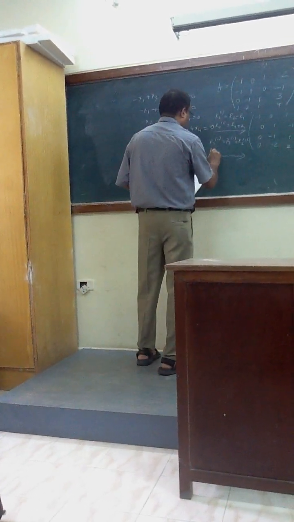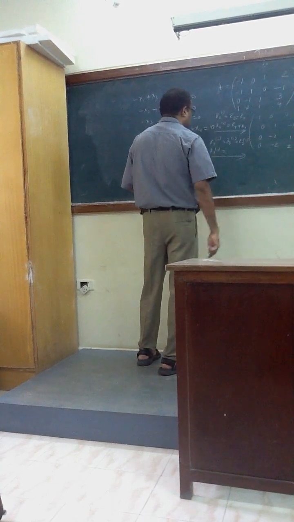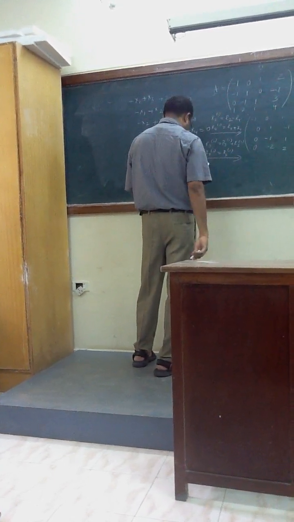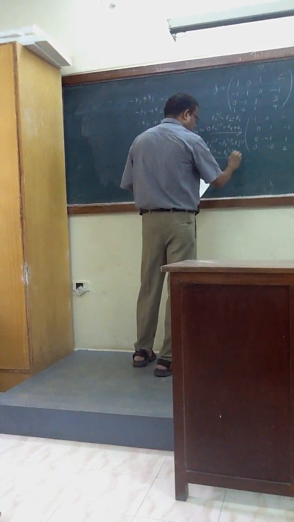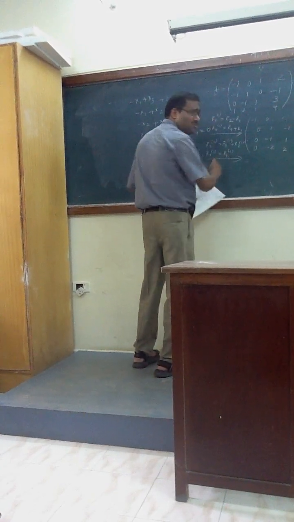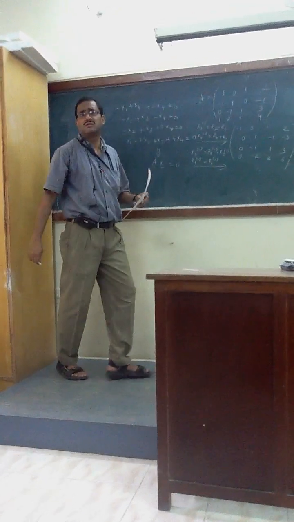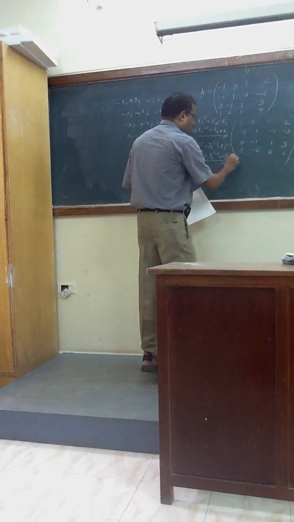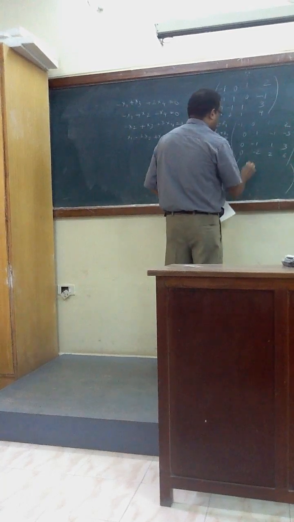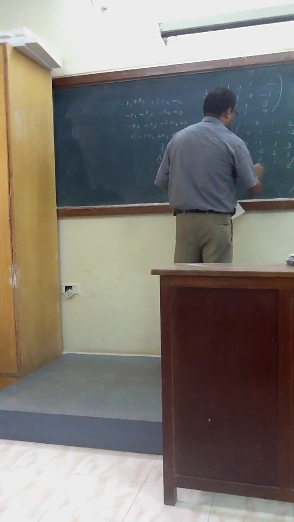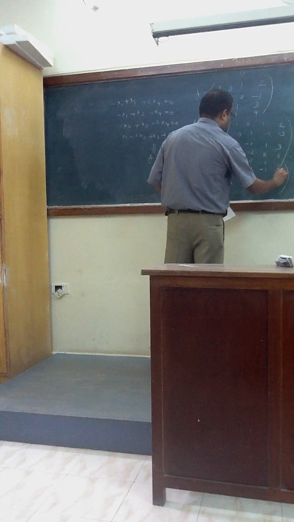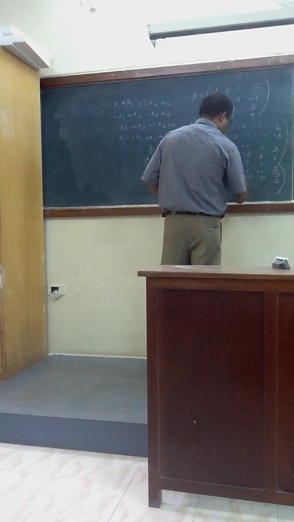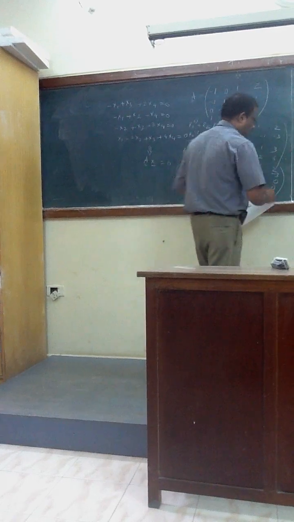Then R4 2 is R4 1 plus 2 times R2 1. Then minus 1, 0, 1, 2, 0, 1, minus 1, minus 3. Then 0, 0, 0, 0, 0, 0, 0, 0.